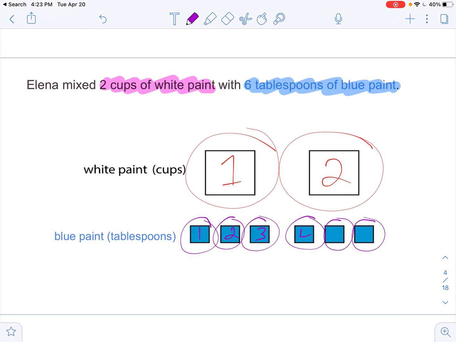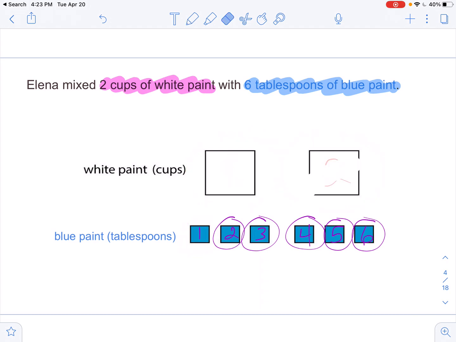You might also notice that these blue squares that represent the tablespoons are small, and the white squares that represent the cups are large. That's because cups are much bigger than tablespoons. So when she's mixing the paint, she uses 2 cups of white, right? And although the number is 2, it's actually a lot of white paint that she's using.